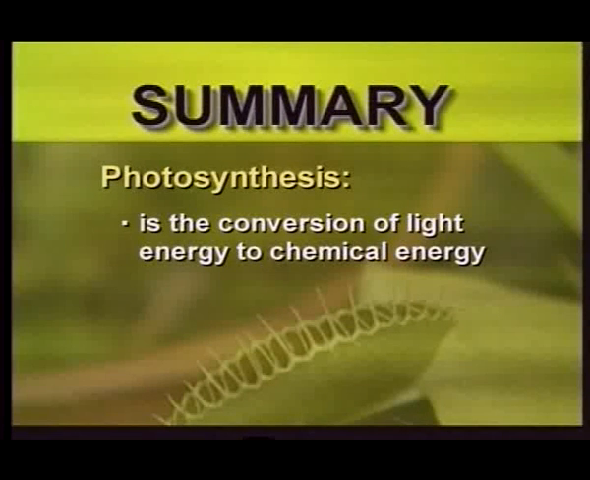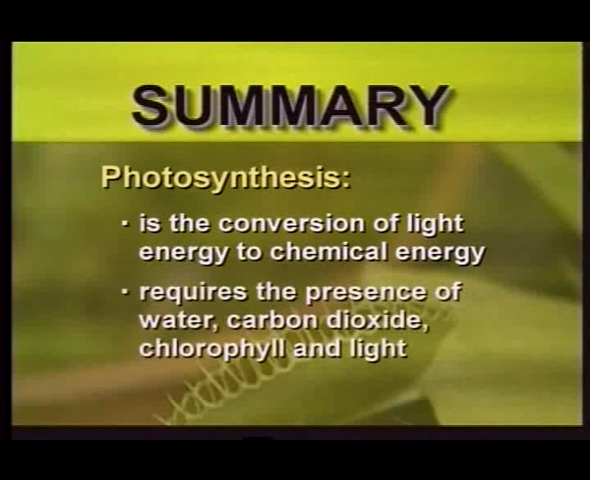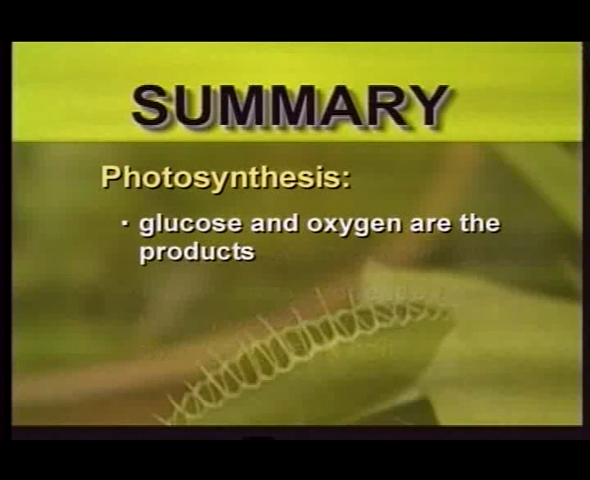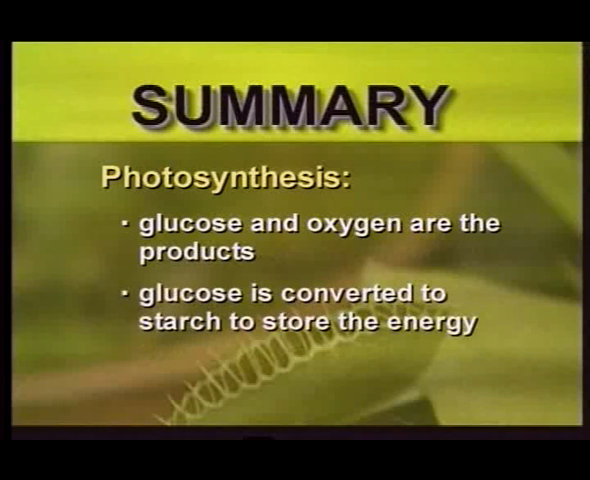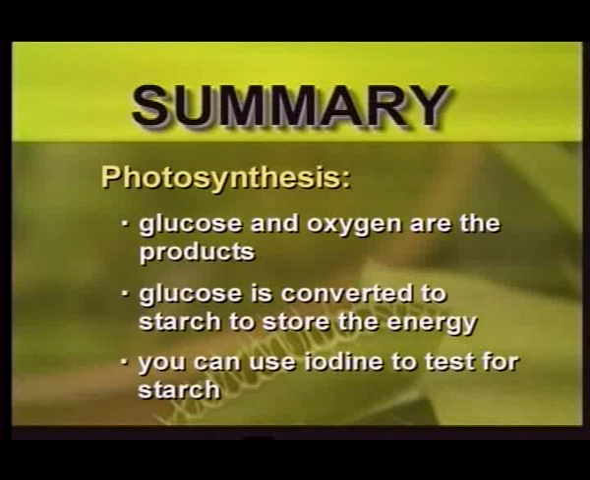Photosynthesis is the conversion of light energy to chemical energy. It requires the presence of water, carbon dioxide, chlorophyll, and light. Glucose and oxygen are the products of photosynthesis. The glucose is converted to starch to store the energy. You can use iodine to test for the presence of starch.